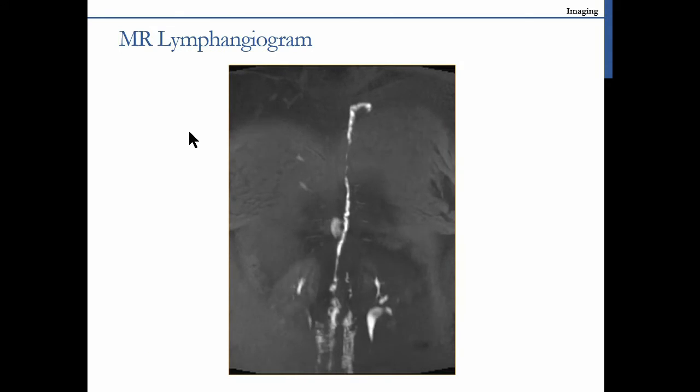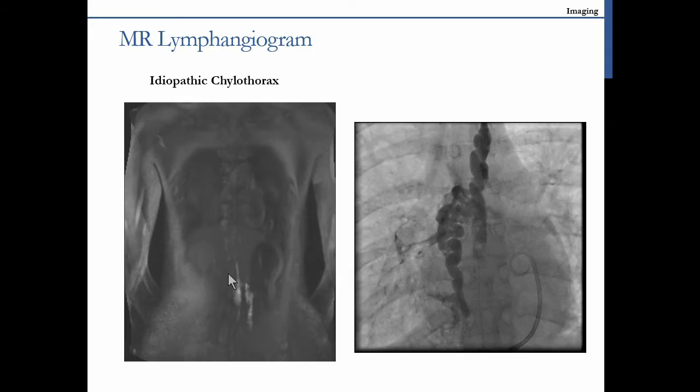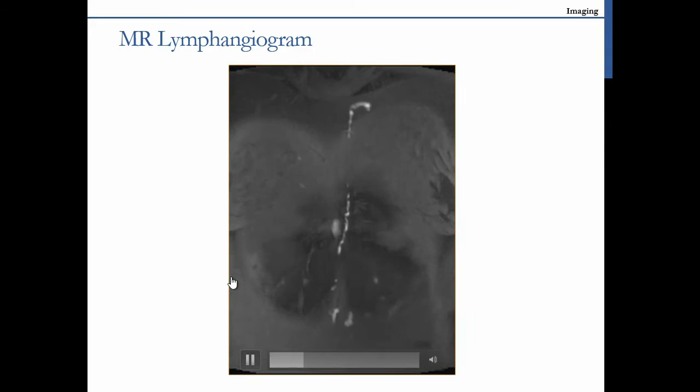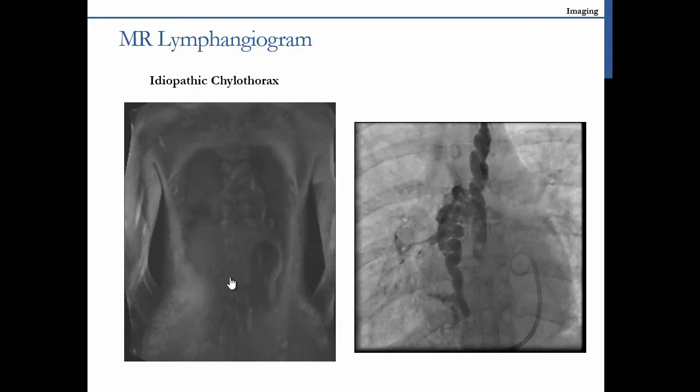This is a normal thoracic duct. You can actually do almost real time. It's over 10 minutes injection. This is normal, and this is clearly, oops, can I go back? Yeah, and this is clearly abnormal.